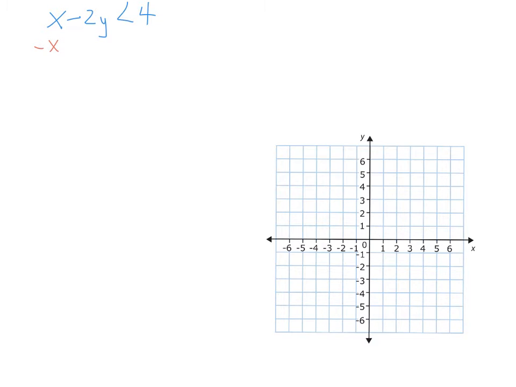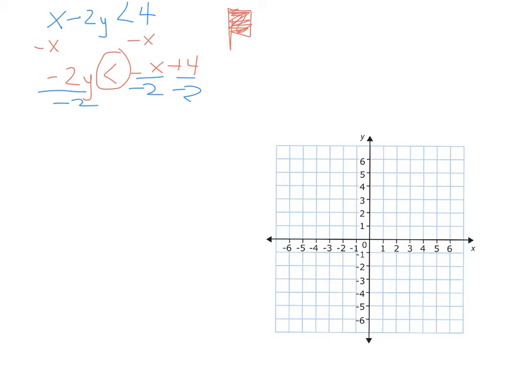I'm subtracting x from both sides. I get negative 2y less than negative x plus 4. In order to get y alone now, I have to divide everything by negative 2. And I'm dividing by a negative, which means that's a red flag problem, which means that's going to have to change the direction of the inequality. So I'm now going to have y greater than, so I had negative x over negative 2, that's 1/2 x, and 4 over negative 2 would be minus 2.